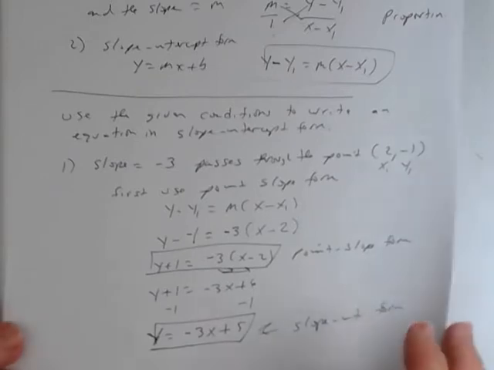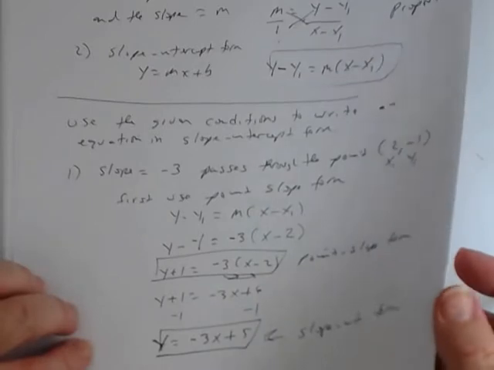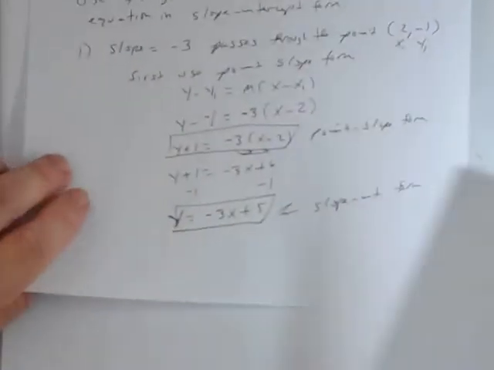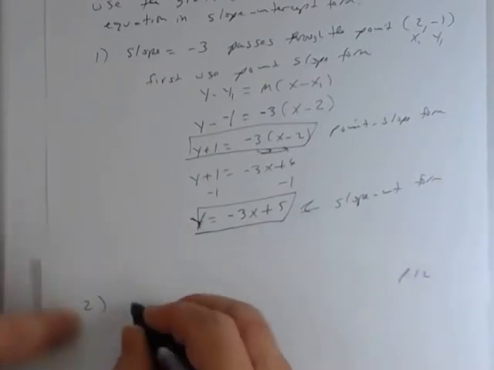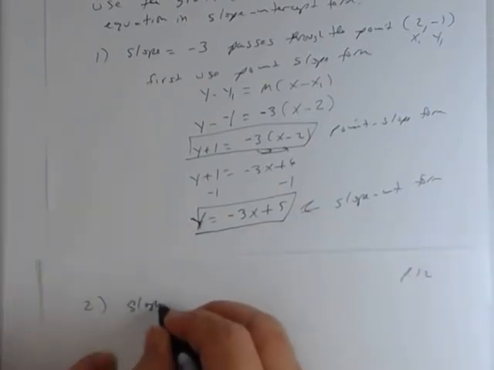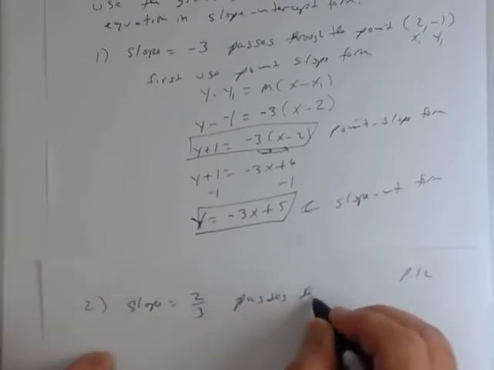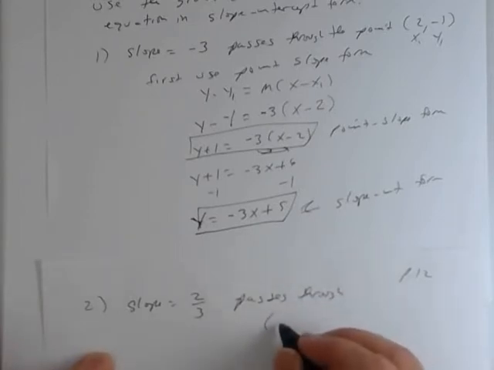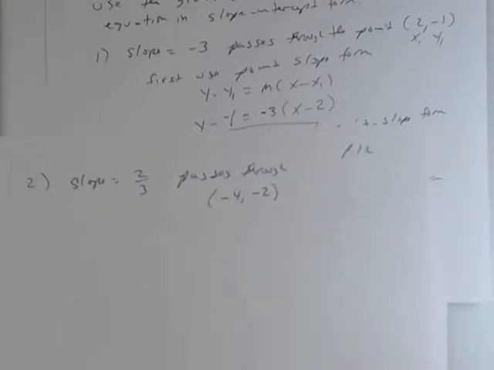All right, let's look at number 2. All right, number 2, suppose you had this. Suppose the slope is 2/3 and it passes through the point negative 4, negative 2. So the slope is 2/3 and it passes through the point negative 4, negative 2.